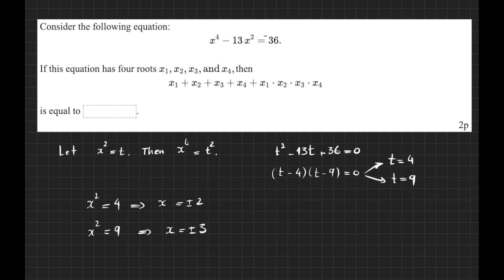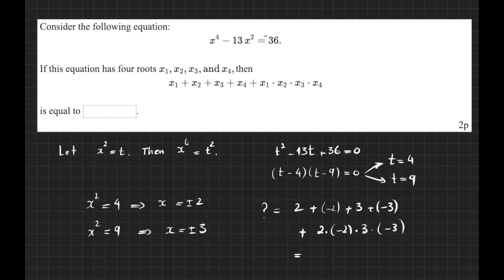So the problem is that I want to add them. So the question mark becomes the first one plus the second one plus the third one plus the fourth one. So let us call 2 the first one. Let us call minus 2 the second one. Let us call 3 the third one, and let us call minus 3 the last one. And I will keep the same order for the product. So it becomes 2 times minus 2 times 3 times minus 3.